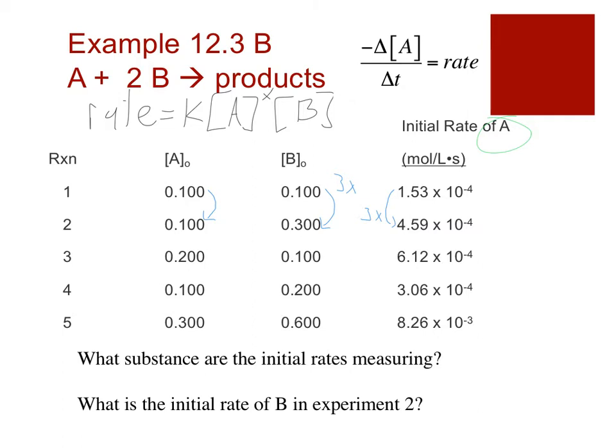So B is going to be a first order reaction because the rate triples as B triples. Now in order to find A, we need to look at trials 1 and 3, because as B is constant, A is going to double, and then the rate is going to go up by 4 for A going by double. So that's a second order reaction. So A squared B to the first. That's my rate law for this reaction.